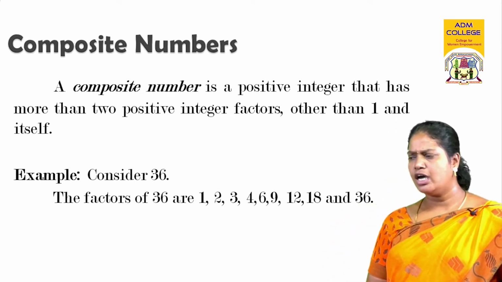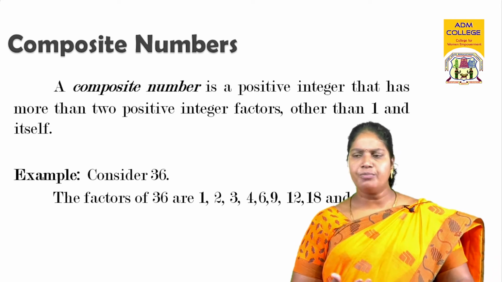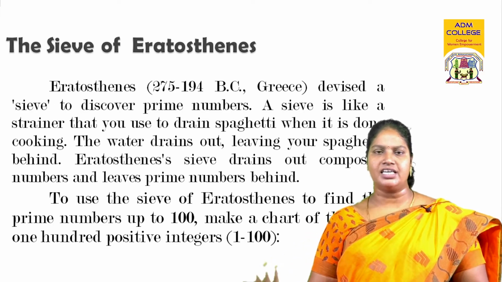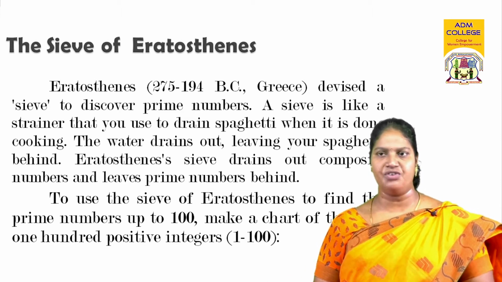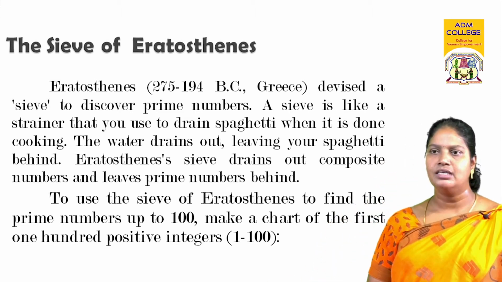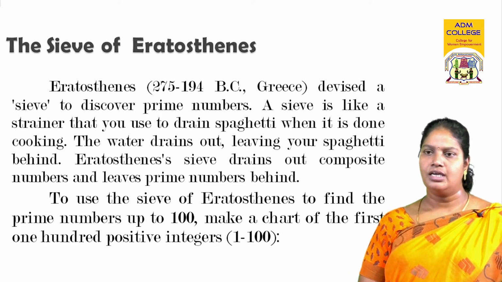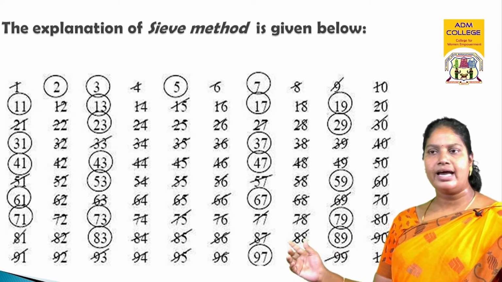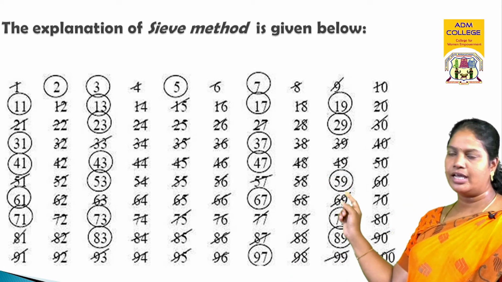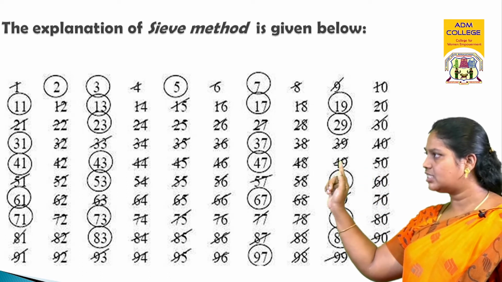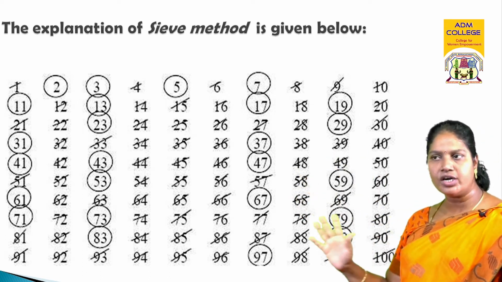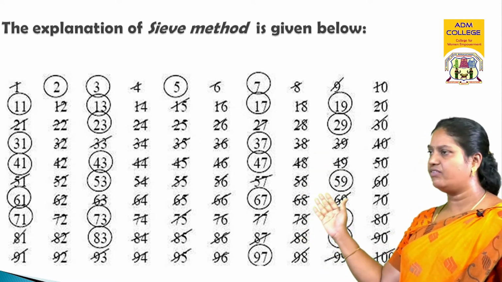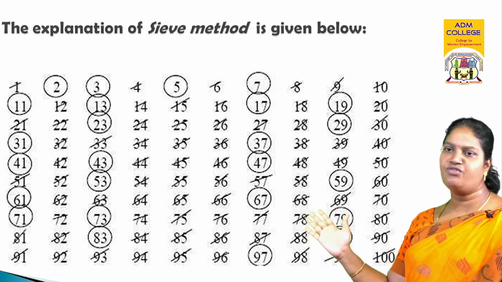Now, we will see how to find the prime numbers from a list of integers. The famous mathematician Eratosthenes found a method called the sieve to find out prime numbers from a given list of natural numbers. Let us see an example. Let us take the natural numbers up to 100. First we write down the numbers 1 to 100 and first see the number 1. It is neither a prime number nor a composite number. So we move to the next number, which is 2. It is the only even prime number.